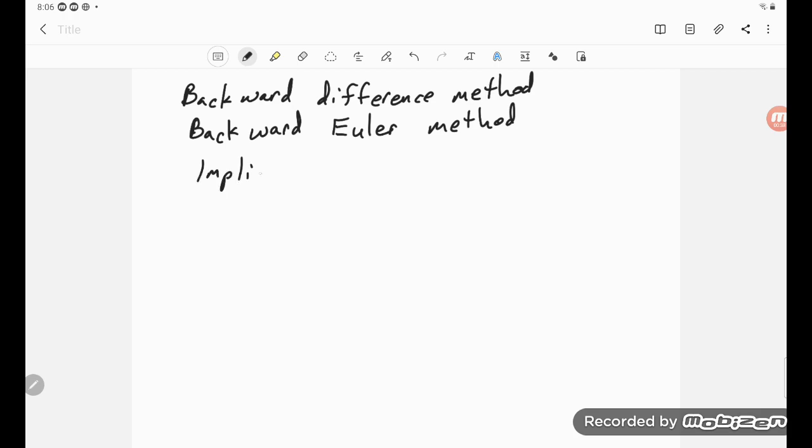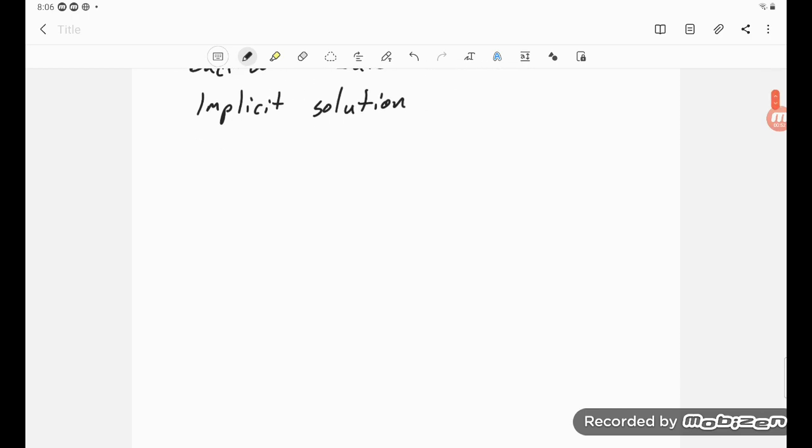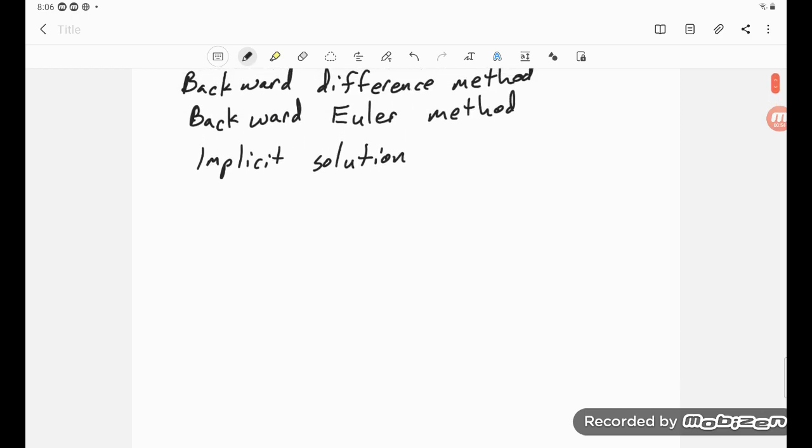to call this an implicit solution, because what's going to happen is we're going to actually get a coupled system of algebraic equations that we have to solve. So here, the idea, the backward difference and so forth. Again, we're looking at u sub t equals alpha squared u sub xx.